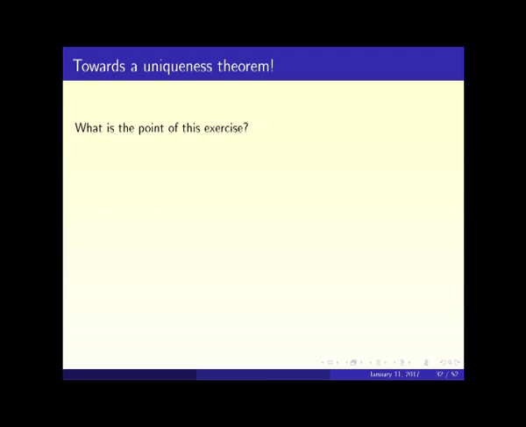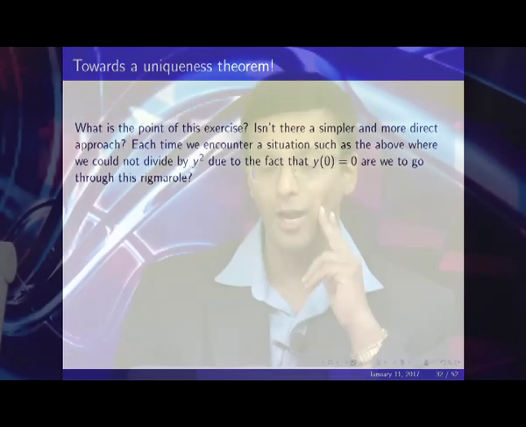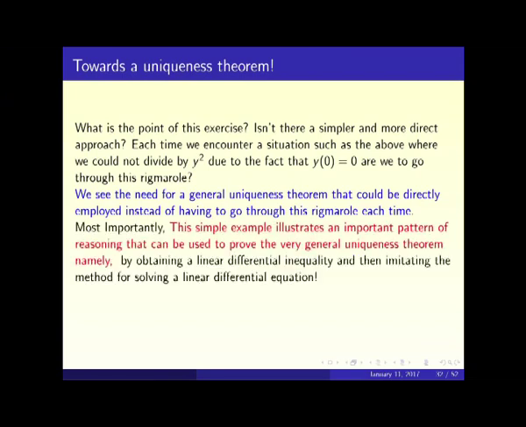So what's the point of this exercise? Isn't there a simpler and more direct approach to arrive at this conclusion? Each time you encounter a situation where you have to divide by y or y squared, as it happened in the Bernoulli equation, and the initial condition says y of 0 equal to 0, are we going through this rigmarole each and every time? What you need really is a general uniqueness theorem. General uniqueness theorem that can be directly employed off the shelf. You pick up a uniqueness theorem. Importance of proving such uniqueness theorem is now slowly dawning upon us.